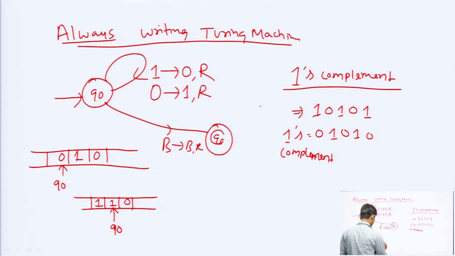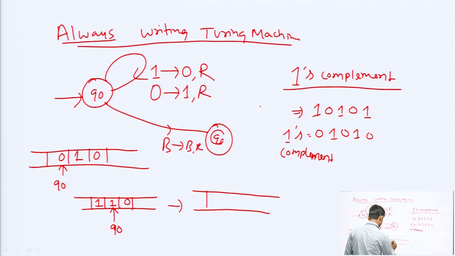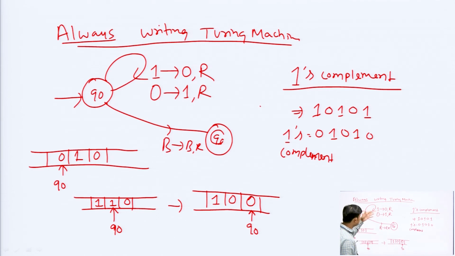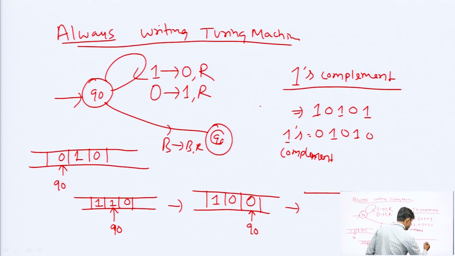So, again what you have to do? Here it will be 1 and this is 0, then this is 0, and q0 points to 0. Again q0 reads 0, you have checked there, when q0 input is 0, 0 is replaced by 1 and move right. So, now what will be the tape? The tape will be 1 0 and this is 1.